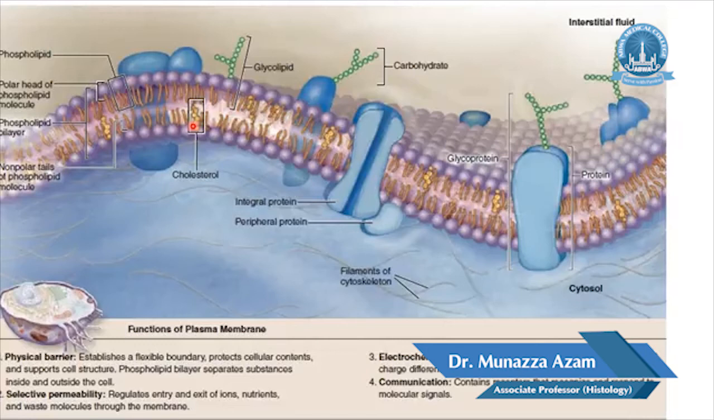So basically, the fluid mosaic model is about the arrangement of proteins and lipids. The proteins present in the entire thickness are integral proteins, and on the outer side are the peripheral proteins, and glycoproteins are present on the outer surface.